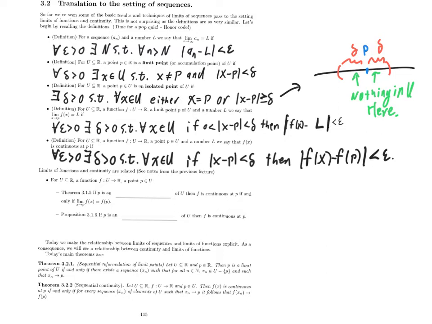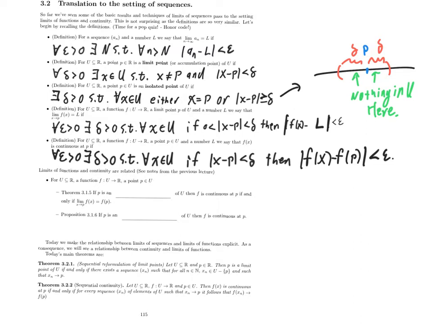For U a subset of R, a function f from U to R, a limit point P of U, and a number L, we say that the limit as x approaches P of f of x is equal to L if for every epsilon bigger than 0, there exists some positive number delta such that for all x in U, if 0 is less than the absolute value of x minus P is less than delta, then the absolute value of f of x minus L is less than epsilon. And if you left out that 0 is less than, I'm not terribly disappointed, but make sure to remember it next time. That's an easy thing to forget, but it's a very important aspect of the definition.